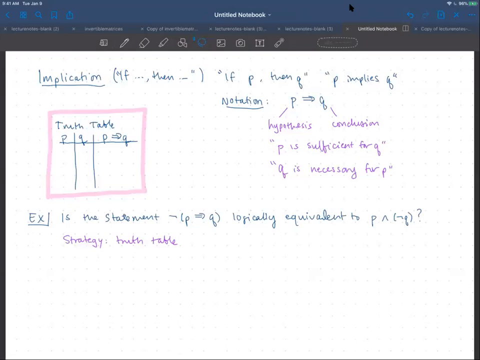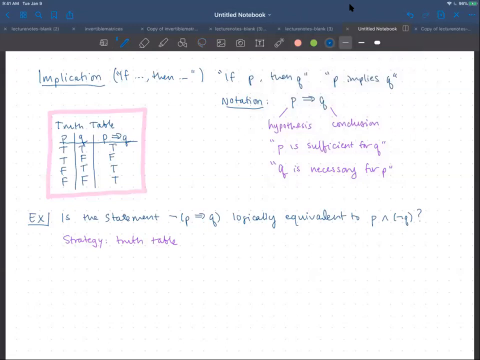Let's remind ourselves what the truth table is for this particular function. So if we have P is true, true, false, false, and Q is true, false, true, false, so we've got all possible combinations of inputs, trues and falses, for our connective. Then P implies Q is true when both P and Q are true, when they're both false, and when P is false and Q is true. And when P is true and Q is false, we get that this statement is false.